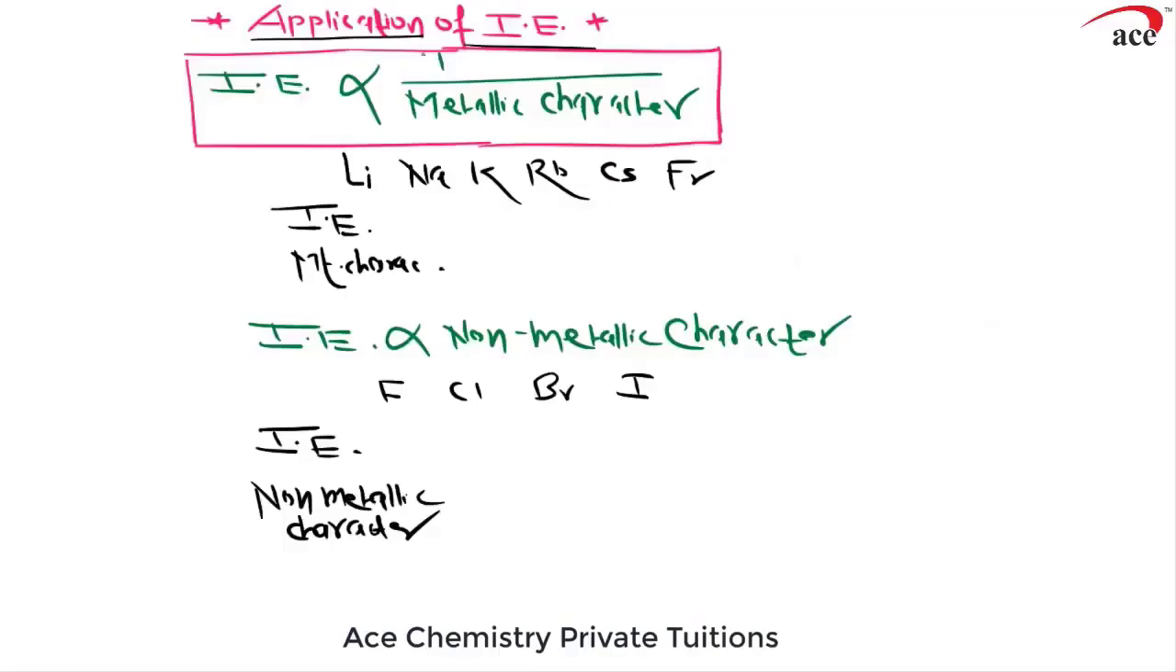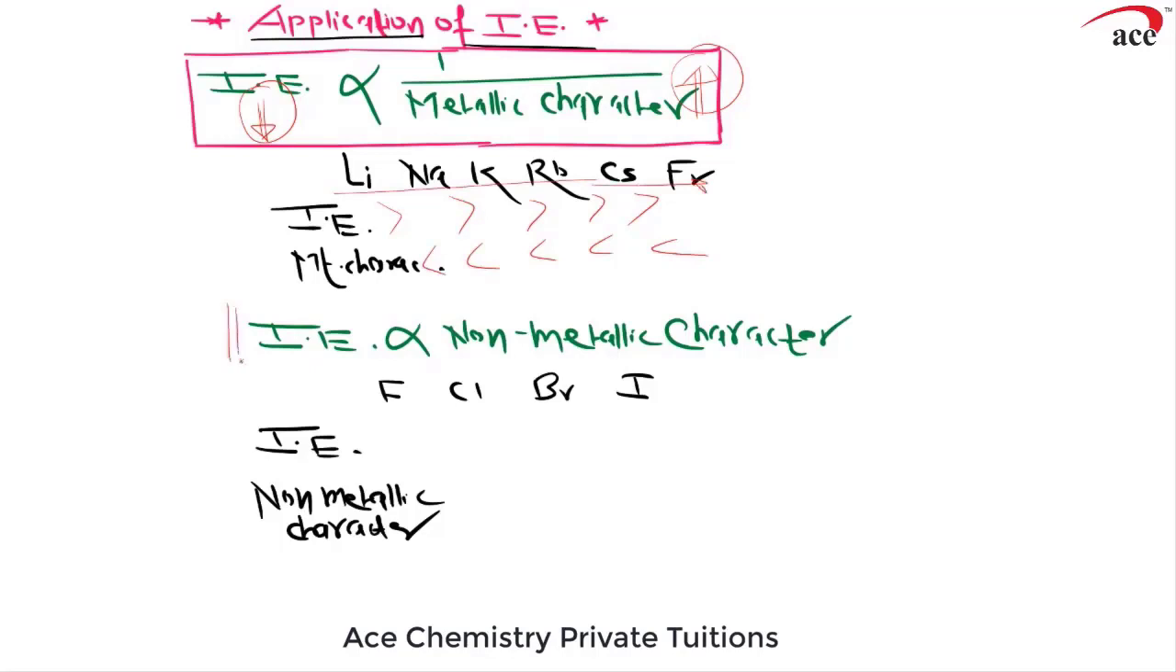Now let us understand, student, the application of ionization enthalpy. We can decide, student, metallic character. If there is less ionization enthalpy, there will be more metallic character. If you see from lithium to francium, the ionization enthalpy decreases. If the ionization enthalpy decreases, the metallic character will increase.